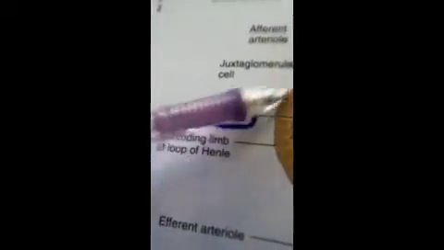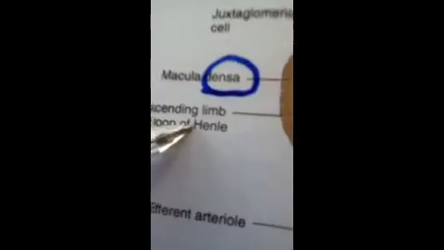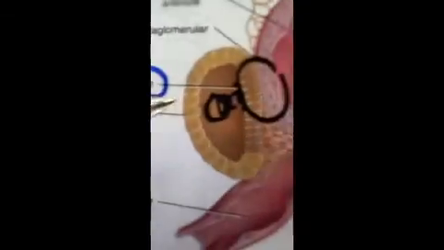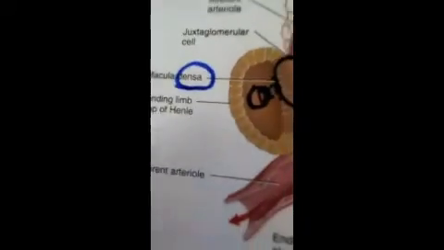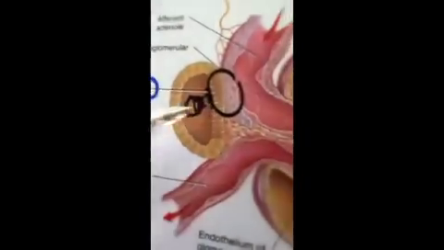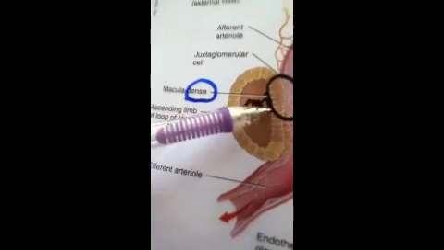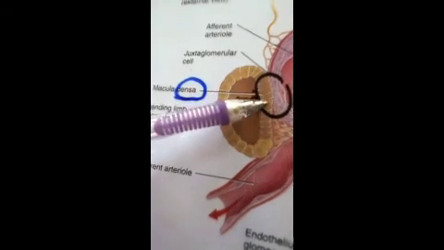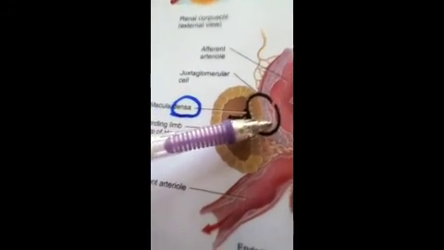And there's disagreement about what they're actually a part of, whether they're part of the ascending limb of the loop of Henle, or part of the distal convoluted tubule. So you'll see that in different books it'll say different things. Most of the time I've seen it as part of the distal convoluted tubule. Here they're saying it's part of the ascending limb of the loop of Henle. But these are the macula densa cells, part of the tubule, communicating with the juxtaglomerular cells.